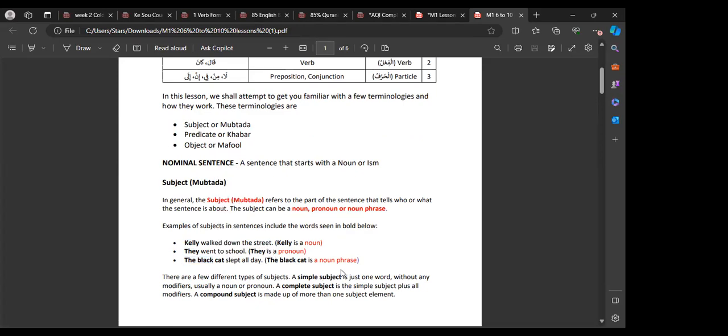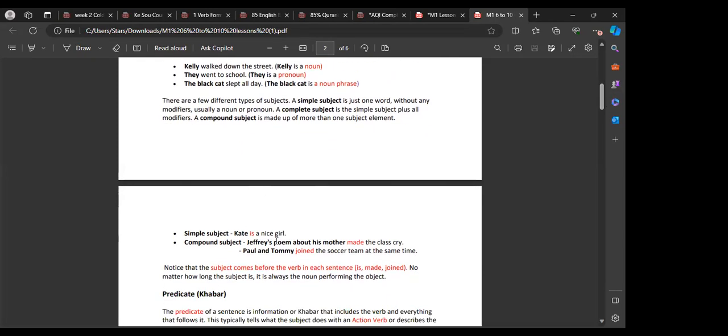There are a few different types of subjects. A simple subject, such as Kelly or they, without any modifiers, without any extra information about the subject. Or a complete subject, or a compound subject. Let's ignore complete subject for a minute. You have simple subject, you have compound subject. So a compound subject is made up of more than one subject element, like the black cat. You have more information about the subject.